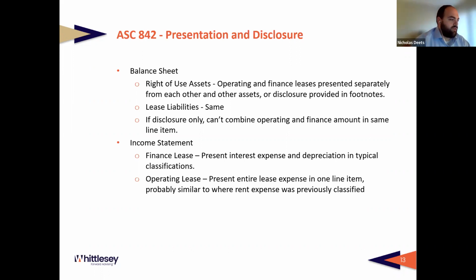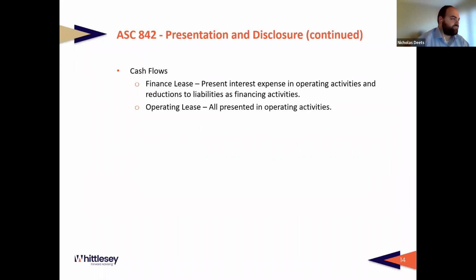And on the income statement for finance leases, the interest expense and the amortization go with the same classifications as they have in the past with capital leases. And for operating leases, the entire lease expense goes on one line item, similar to how rent expense was classified in the past. On the statement of cash flows, for finance leases, the interest expense is an operating activity, and the reduction to the liabilities are financing activities. And then for the operating leases, everything is presented as an operating activity. So your changes in assets, liabilities, and any expense items that are being backed out all go under operating.